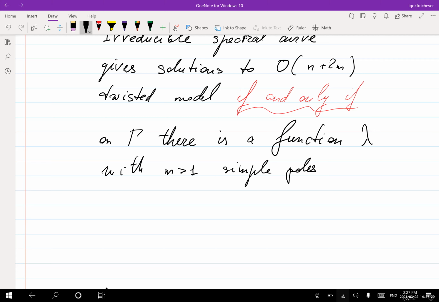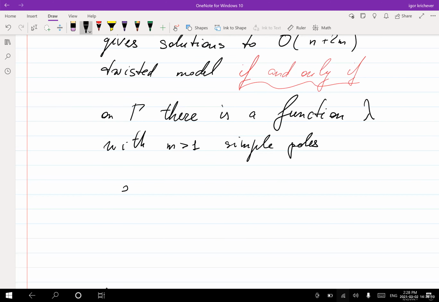It was an abstract curve, not embedded in anything. The claim is that it gives solutions, so you can find points satisfying the equation of motion for the O(n+2m) model. Let me explain what it is. If it is a cover of degree m over the surface, we get the constraint of the curve, and this curve has a function and produces a solution.